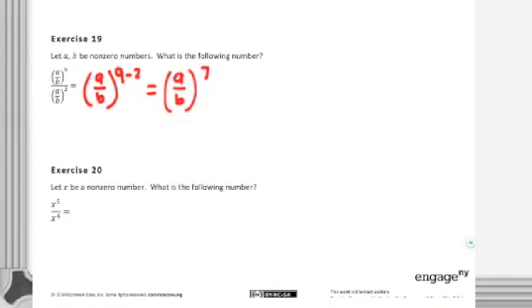And then for exercise 20, just looking at that again algebraically, x is a non-zero number, so that is x to the 1st, because it's 5 minus 4, which of course we can just write, when it's to the 1st power, we can just write the number as is.